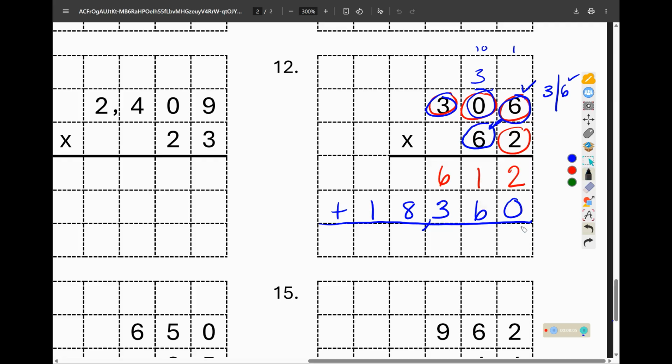Two plus 0. 6 plus 1. 6 plus 3 is 9. And then 18, there's nothing there, so we just write 18.